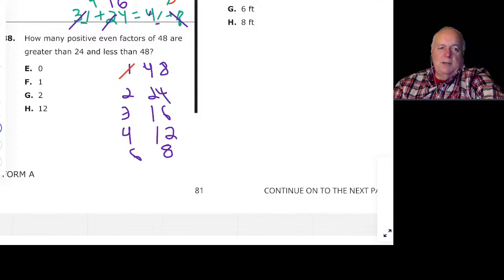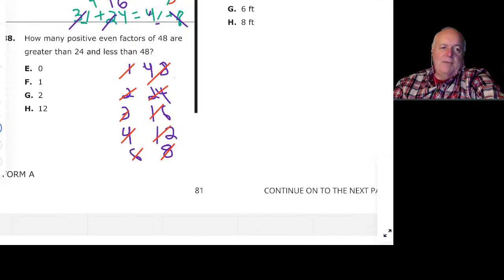So that's not greater, that's not greater, not greater. 24 is not greater than 24. So we're left with 48 and less than 48. Whoops, looks like we got none left. So it looks like the answer is E.